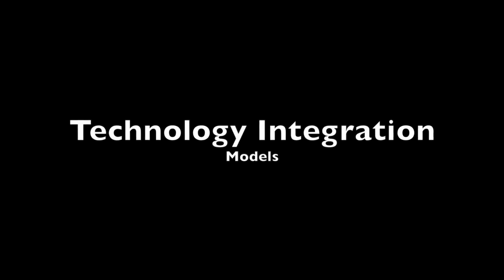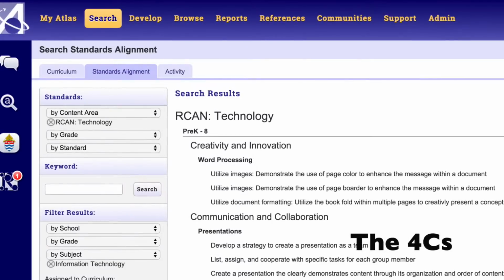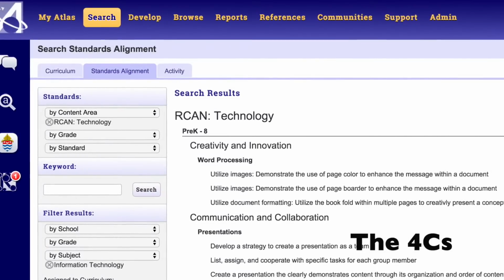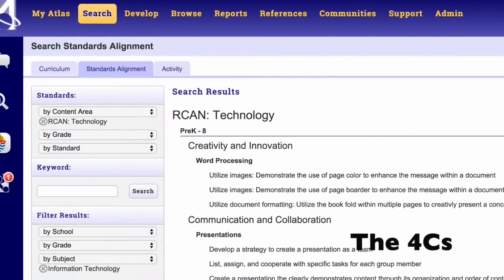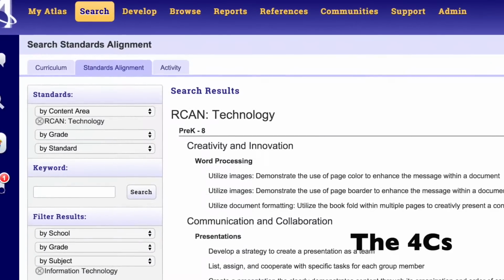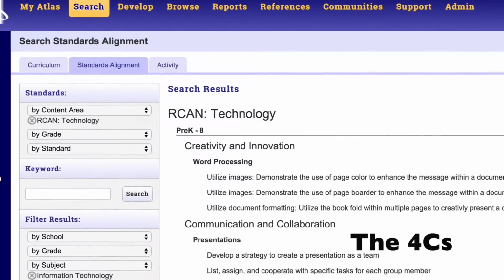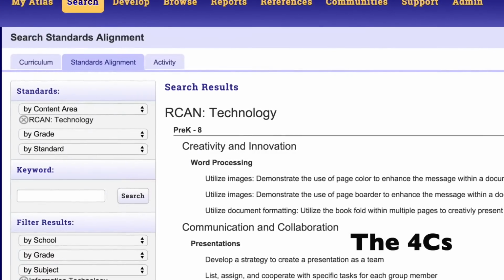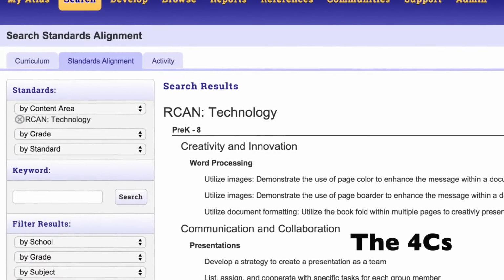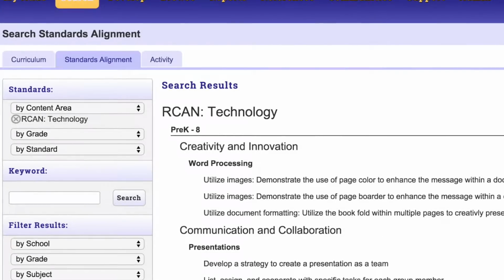We're going to begin looking at models of technology integration. As we worked on our technology curriculum map, we stumbled upon one model, which is called the 4C model. It talks about 21st century skills of creativity, communication, collaboration, and critical thinking. We still have work ahead of us to take the model and extend the skills in each of those categories, and we will do that as we continue our work.